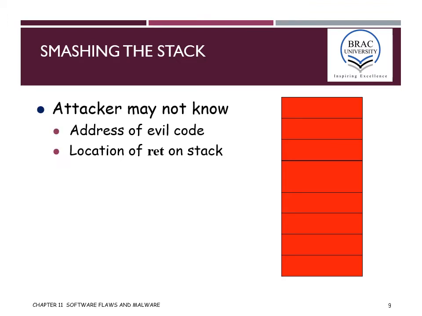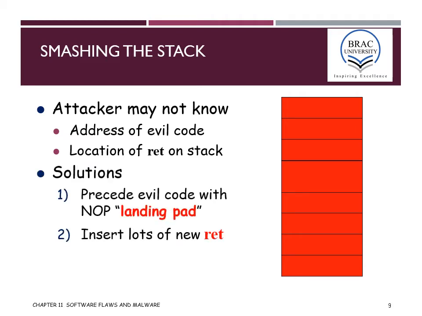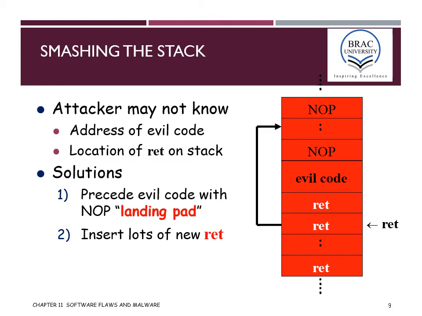And also sometimes Trudy can precede the injected evil code with a NOP. So a NOP is like a landing pad, because sometimes you never know where you should go. So in the return value you just randomly put some value, and you input a NOP or some nonce value. Yeah, so what will happen is it will execute this one, then this one, then this one, then it executes the evil code.